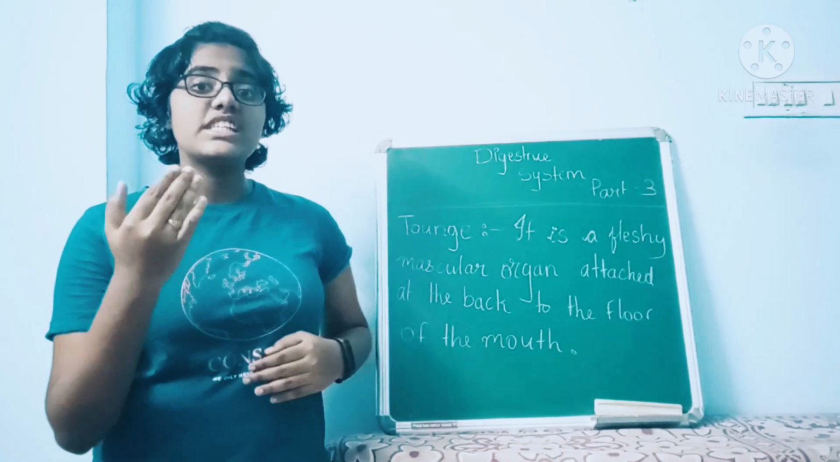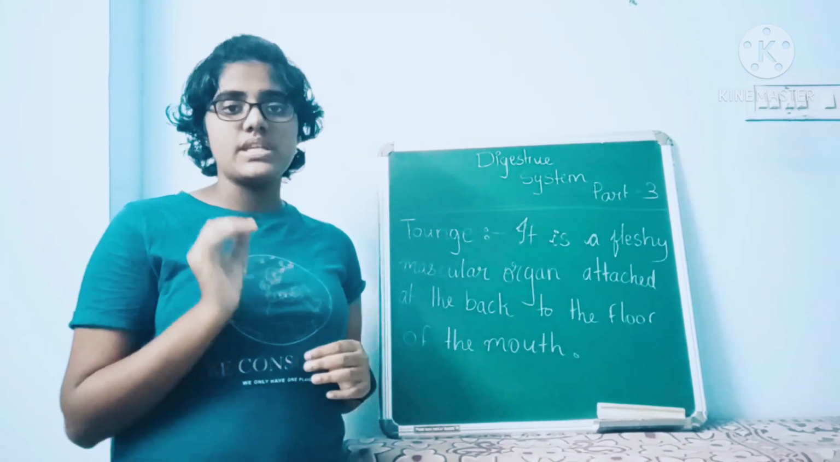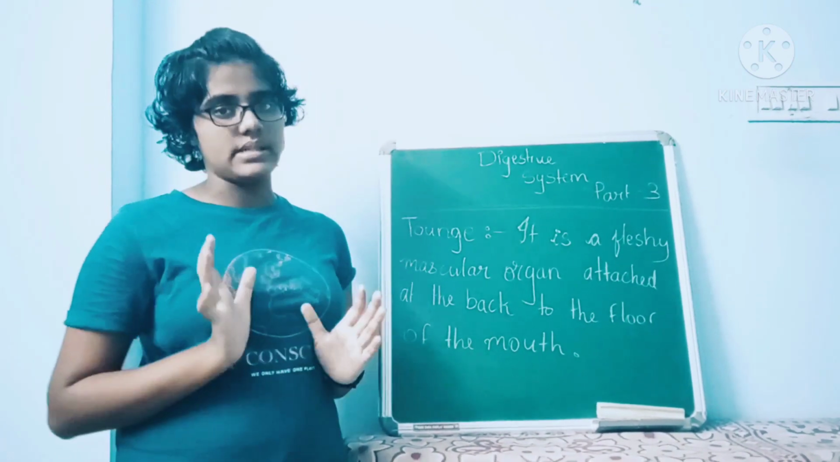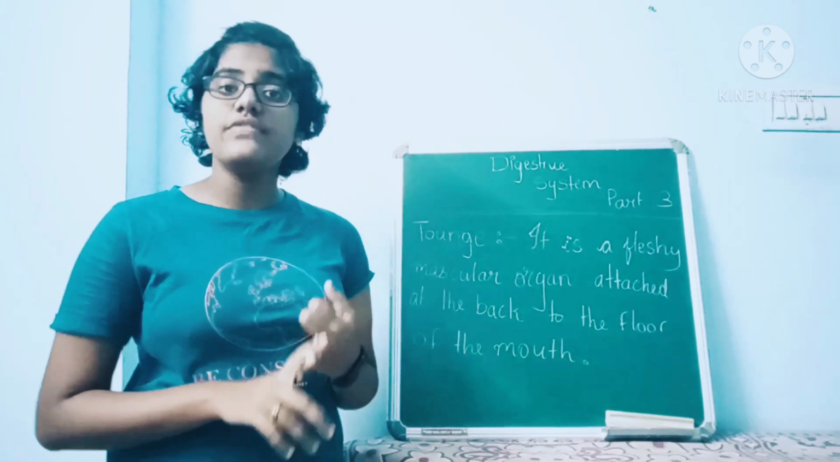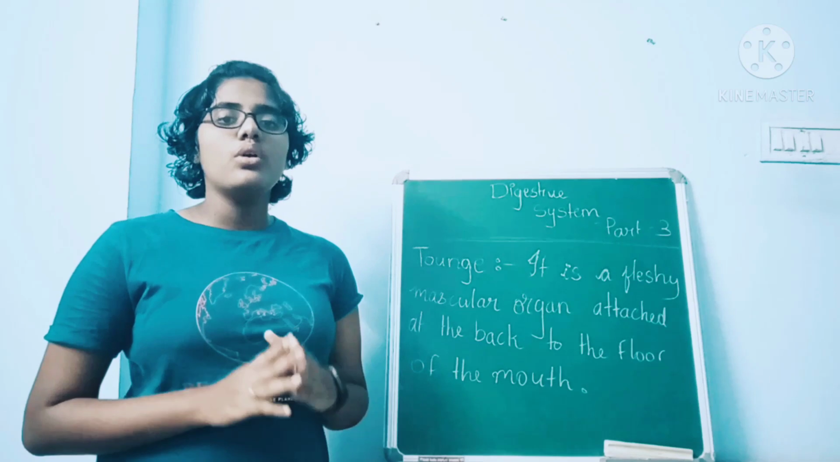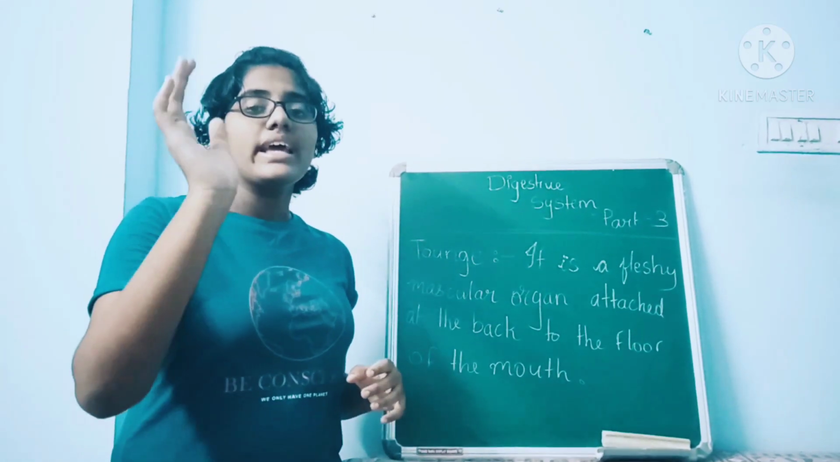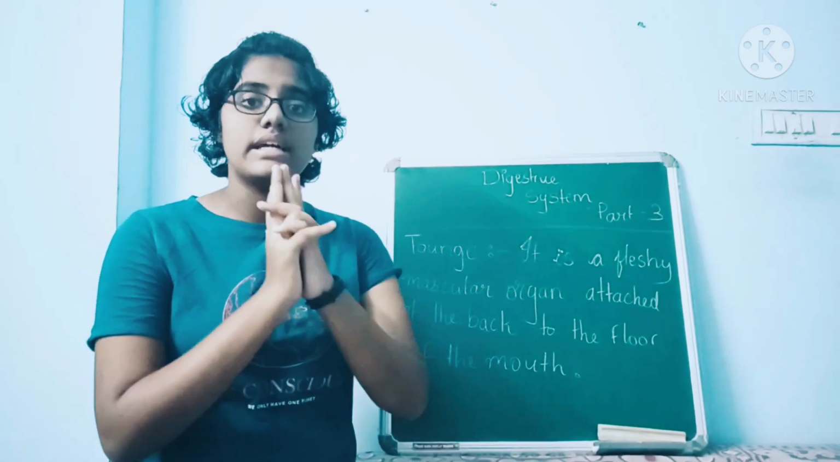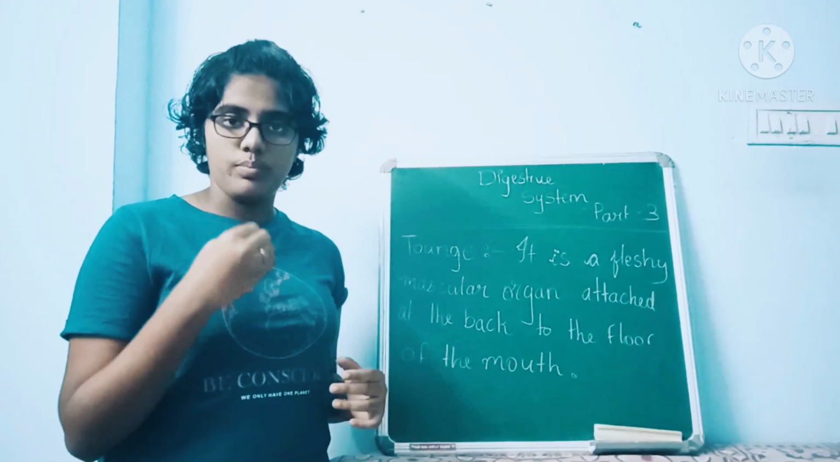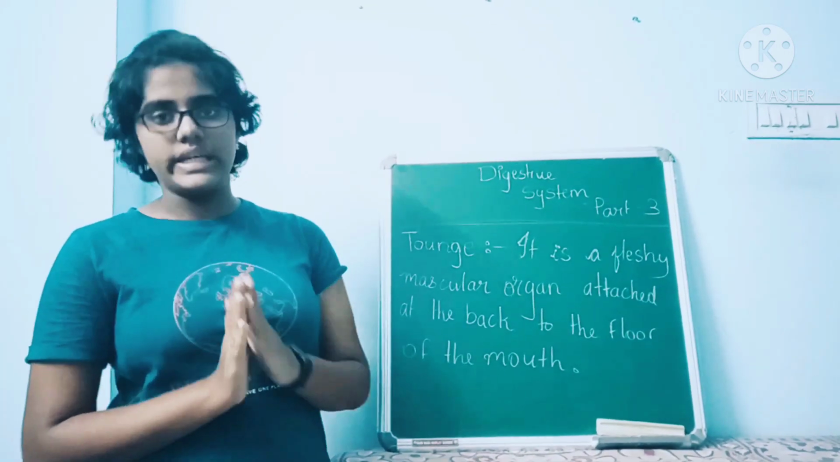Before going to the ingestion, we have learnt about some of the terms related to the digestive system. What are those? Alimentary canal and digestive glands, right? So in the process of ingestion, we have learnt about the first term, that is the teeth in the mouth part, and next is the tongue. Today we are going to deal with it.